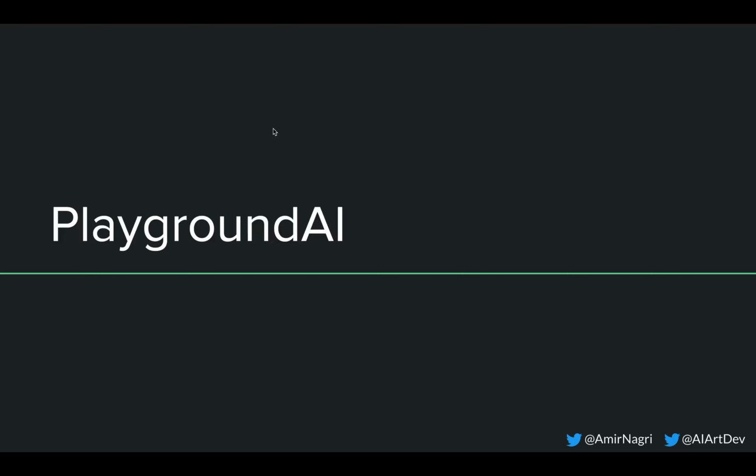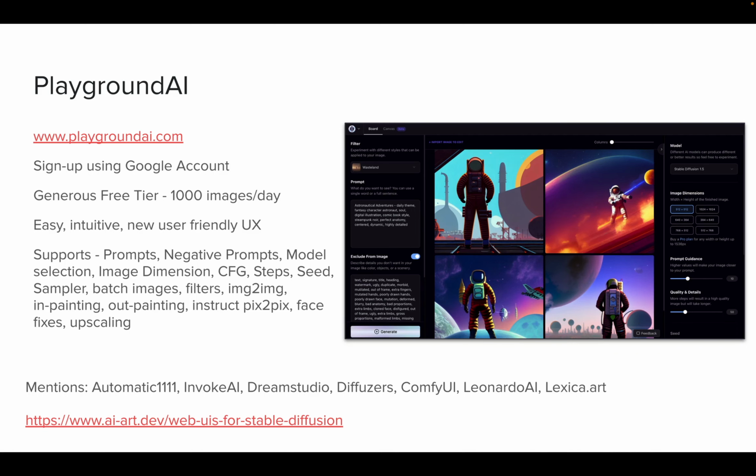As beginners, we'll use an easy to use and intuitive tool to explore Stable Diffusion offerings. We are going to use Playground AI for this course. Playground AI is my go-to tool for Stable Diffusion. It only needs a Google account to sign up. It has a very generous free tier limit of 1000 images per day. I've been using Playground AI very frequently and I have never run out of this limit.